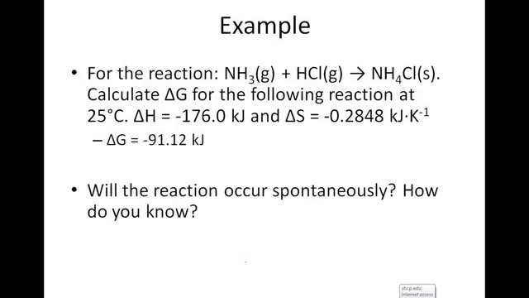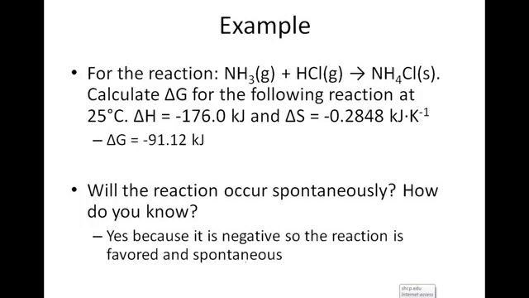Is that a favorable or an unfavorable type reaction? Well, if it happens spontaneously, that's a favorable reaction. So it is a favorable reaction because it's spontaneous. And how do we know? Because we have a negative delta G.